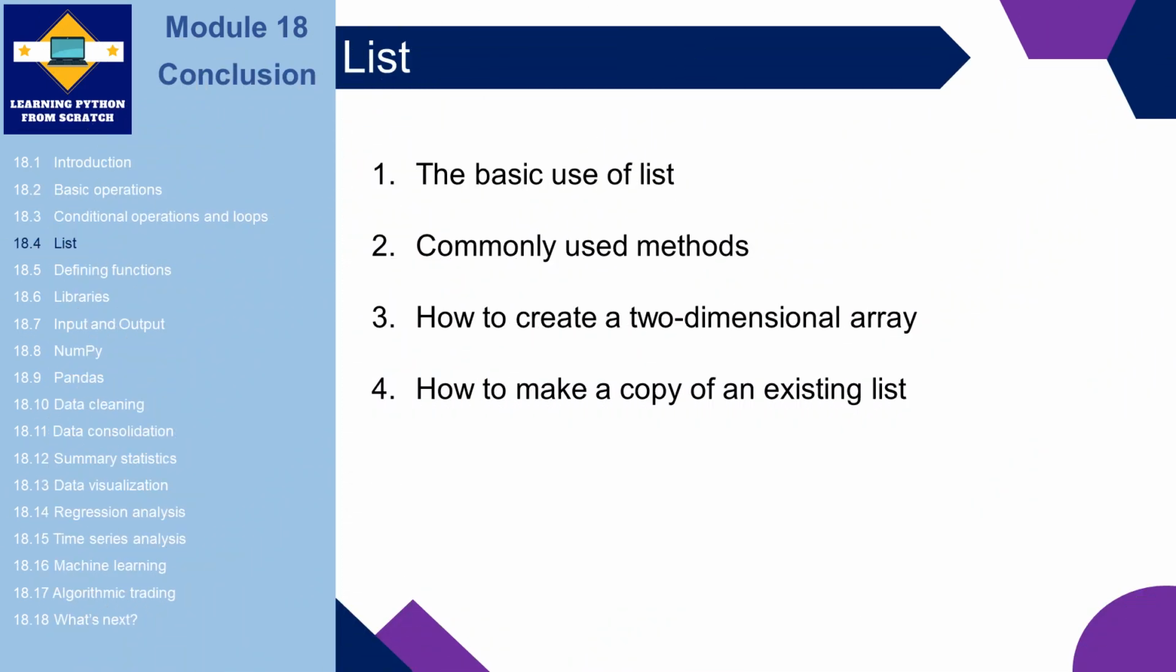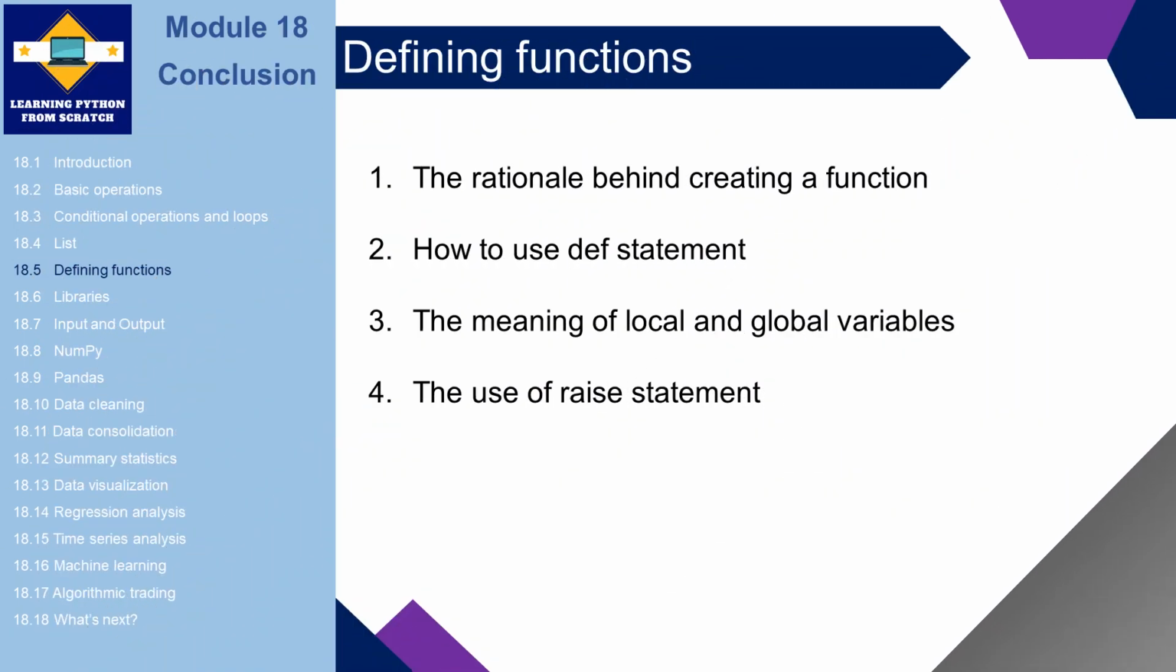The fourth module discusses how to store data using lists, including the basic use of lists, commonly used methods, how to create a two-dimensional array, and how to make a copy of an existing list. The fifth module talks about how to define a function, including the rationale behind creating a function, how to use define statement, the meaning of local and global variables, and the use of wait statement.